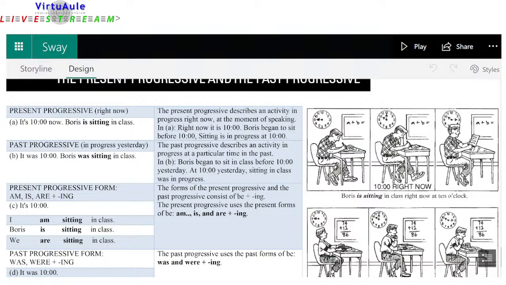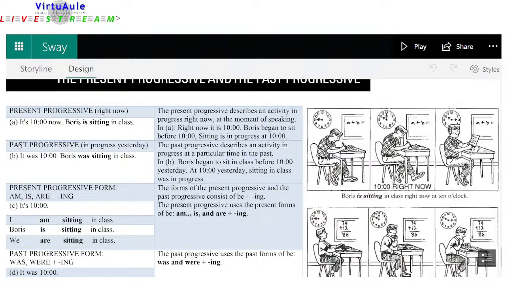You see, this is when he started. This is now, what I'm saying when I'm speaking, and this is in the future. But the present perfect really only describes this moment now. We can't really think about the other two moments, before and after. Right now is 10 o'clock. Boris began to sit before 10 o'clock. Sitting is in progress at 10 o'clock.